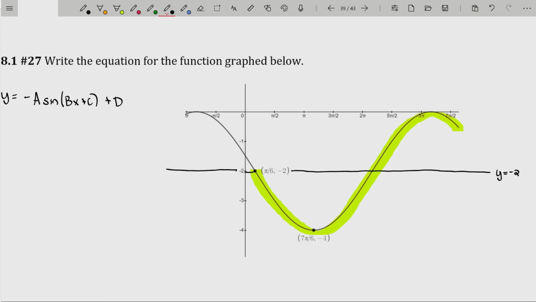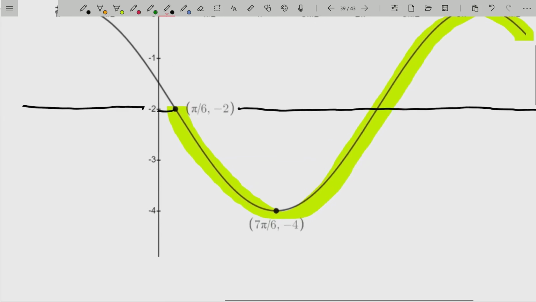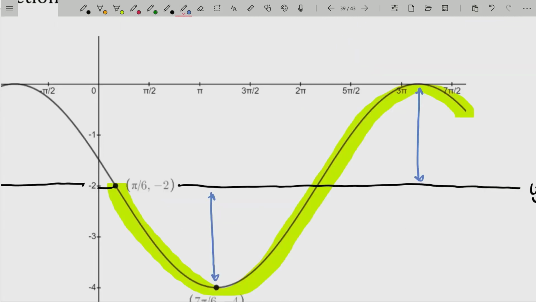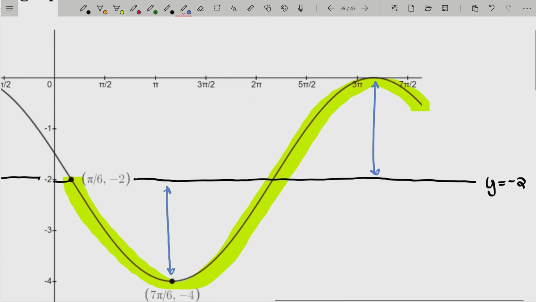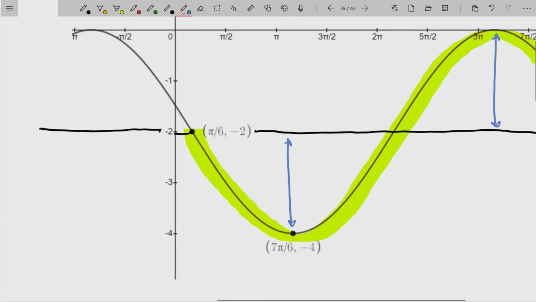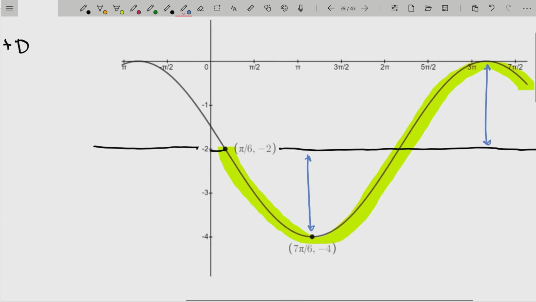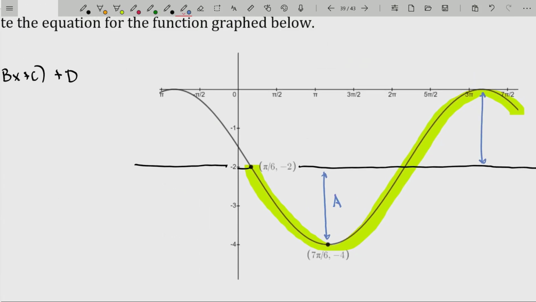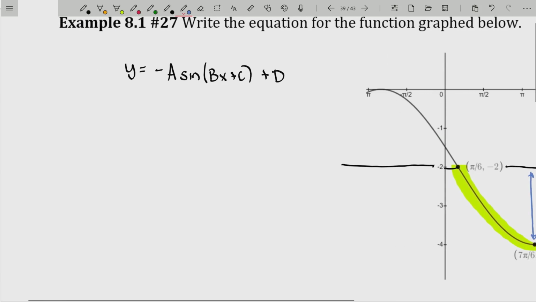And this tells me the amplitude, because the amplitude is the distance between the midline and either a minimum or a maximum. So I could either use the distance between -2 and the x-axis, which is 2, or the distance between -2 and -4, which is 2. But the amplitude in either case is 2. Let's go ahead and fill that in here. So this is going to equal a -2 sine of bx plus c and then plus d.